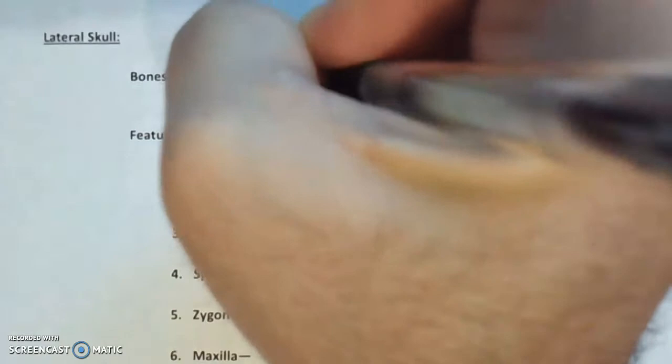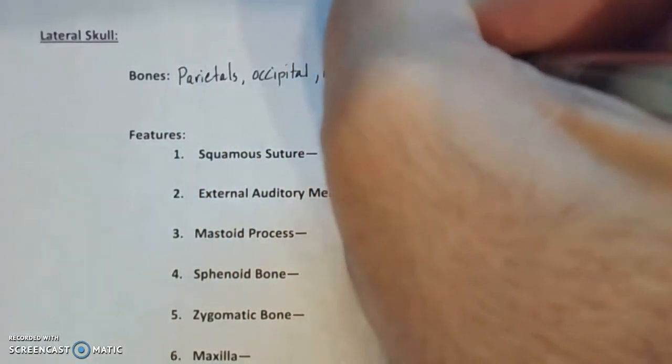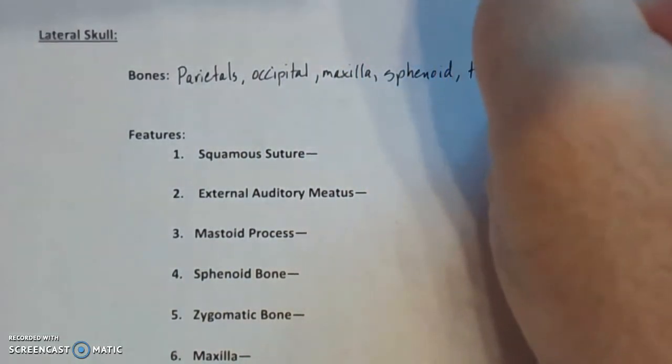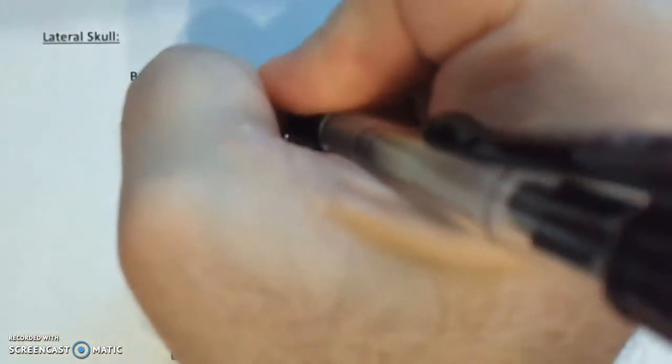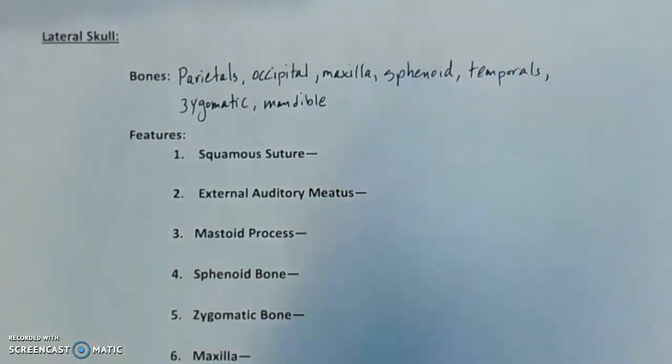With this, we have a lot more bones involved. We have the parietals, the occipital, the maxilla, sphenoid, temporals, zygomatic, and the mandible as the main bones. There are a couple other ones that we could see, but we'll look at them in a different view.